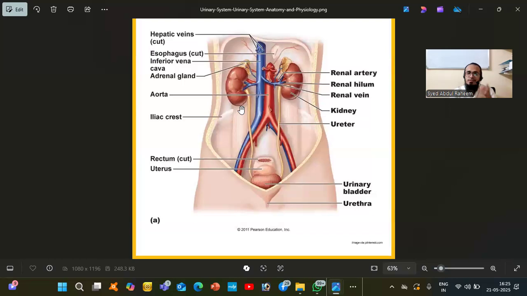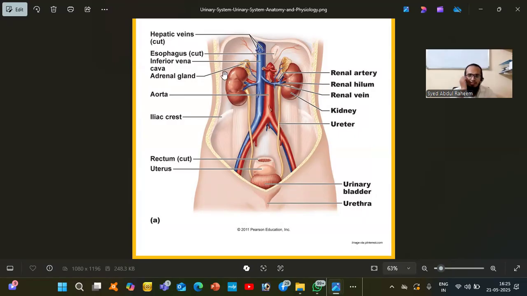The ureter brings the waste fluid to the urinary bladder. The urinary bladder stores a large amount of urine, and the urethra excretes the urine from the body. So these are the important organs, and the main organ is the kidney.